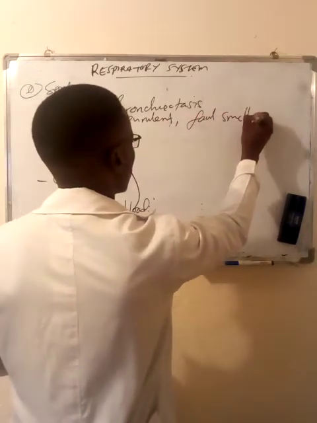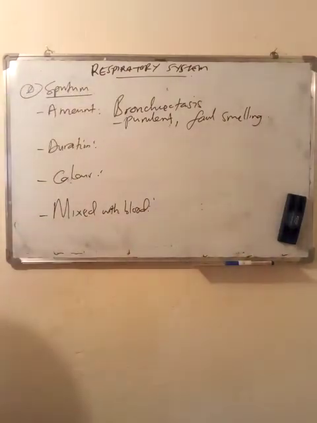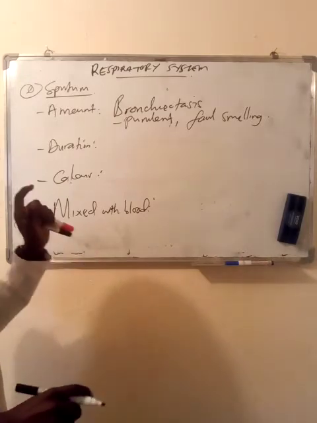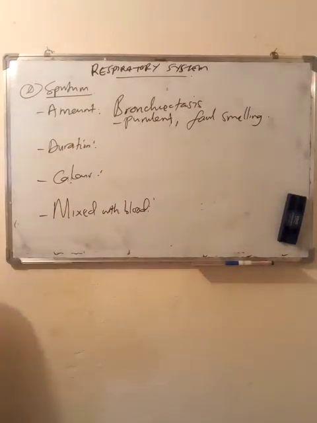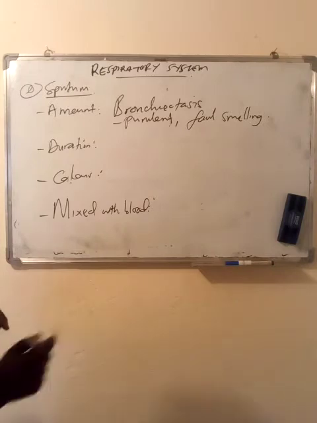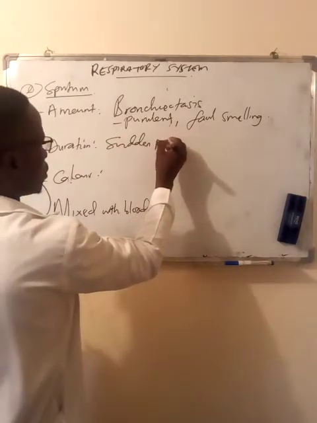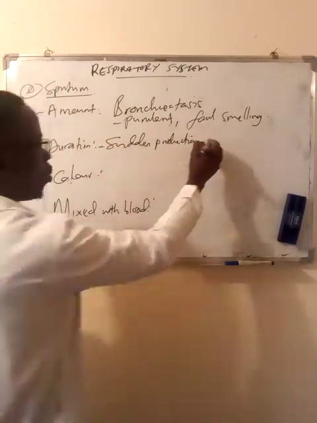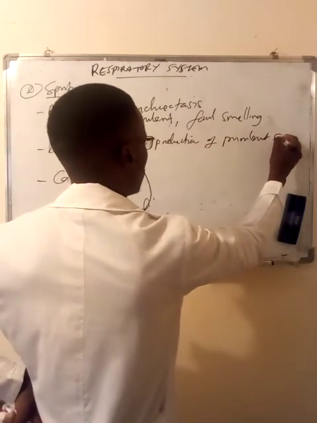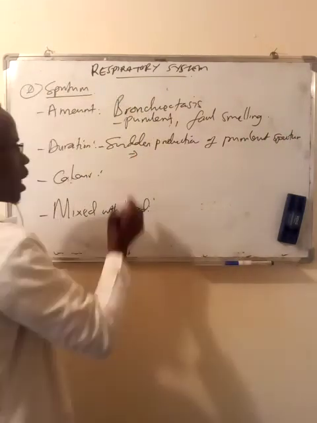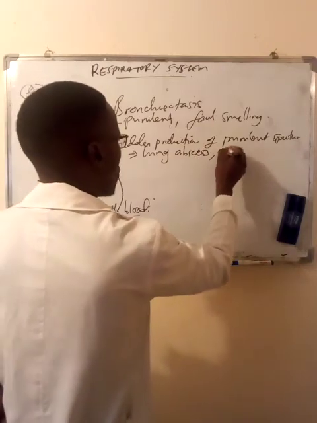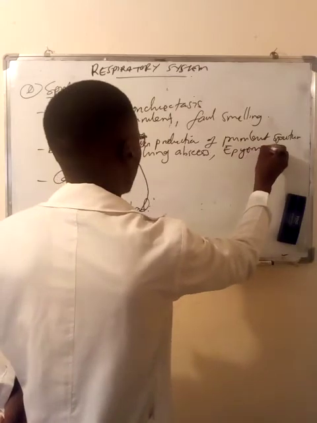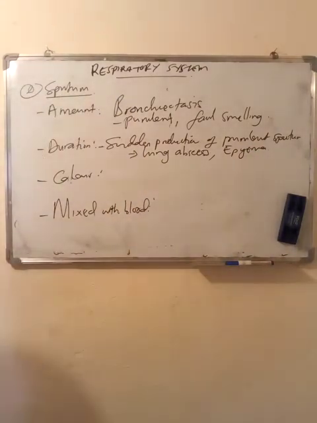So you find a patient producing foul smelling, pus-like sputum, and it's a lot of it. You will know, it cannot be missed, that this is bronchiectasis. Then you find that a patient suddenly starts producing sudden production of purulent sputum. So you may find that maybe the patient had a lung abscess that has ruptured, or there could be empyema. Sudden production of purulent cough may be due to what? Lung abscess or empyema.